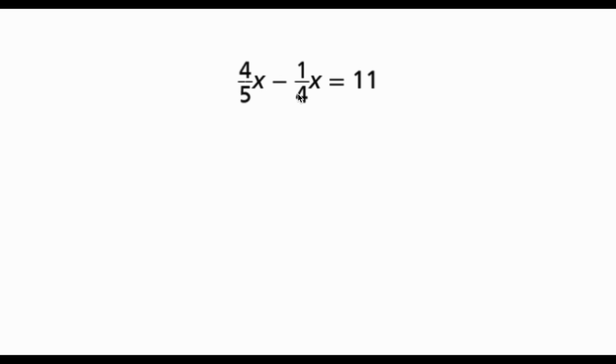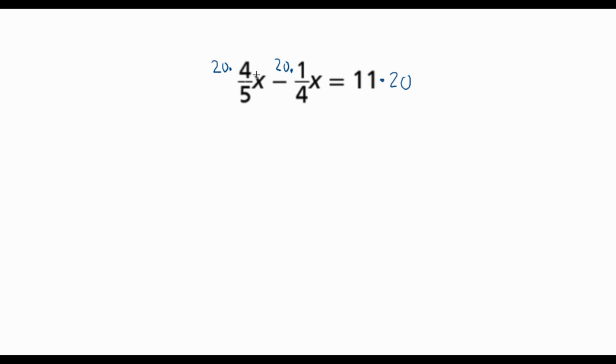Because 5 times 4 will give us 20. So what we are going to do is multiply the numerators by 20. So multiply the 4 by 20 and also the 1 by 20. However, when you use multiplication, you have to multiply every single term, including the term on the other side of the equation. Okay, so make sure every single term gets multiplied by 20.